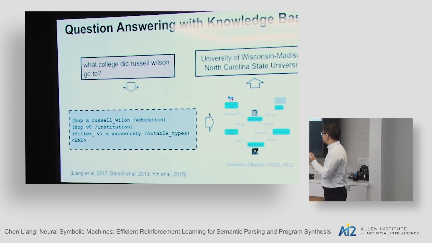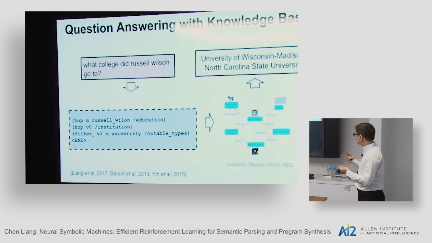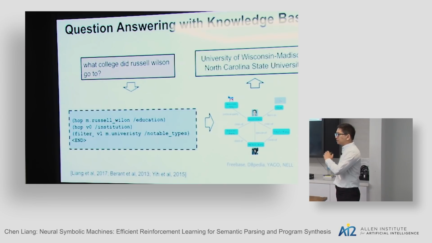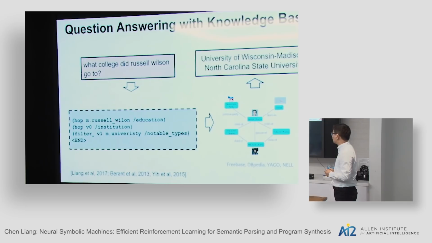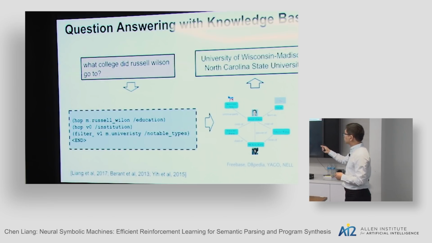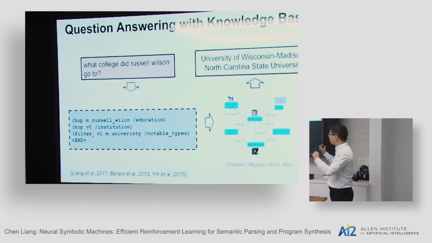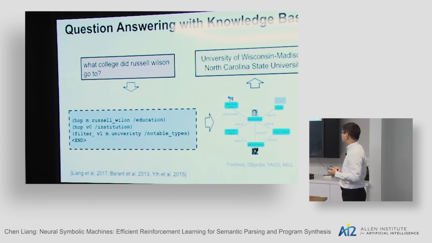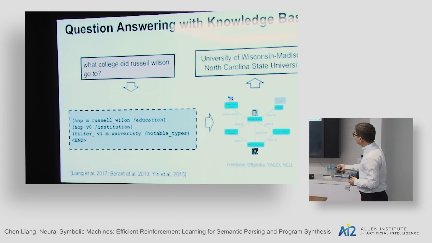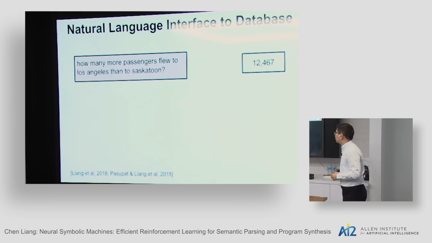If you're familiar with Freebase, essentially the nodes are entities and the edges are relations between them. So you can think of it as a graph. And what this program is doing is, I want to first define the node, Russell Wilson, and then follow the education edge, and then follow the institution edge to find all the institutions that he attended. And then I want to find the ones with the right type, the universities that he attended. I will talk more about the programming language we use.